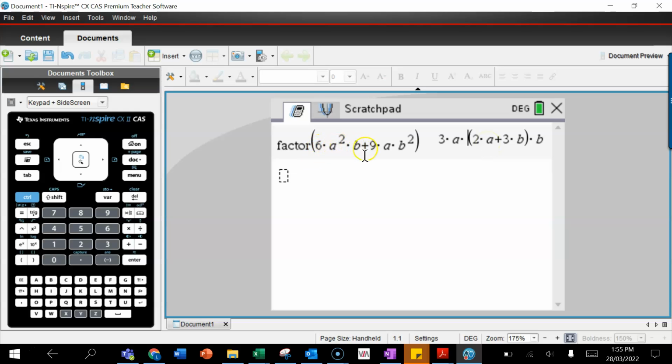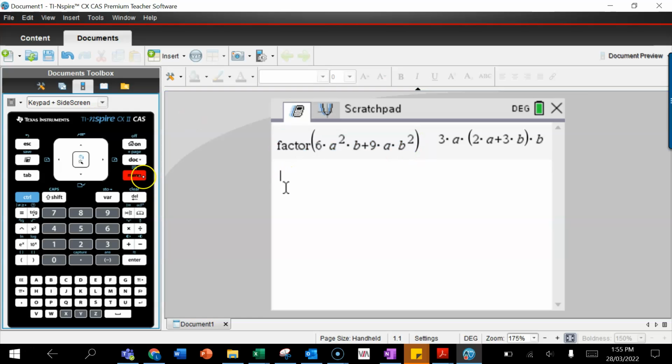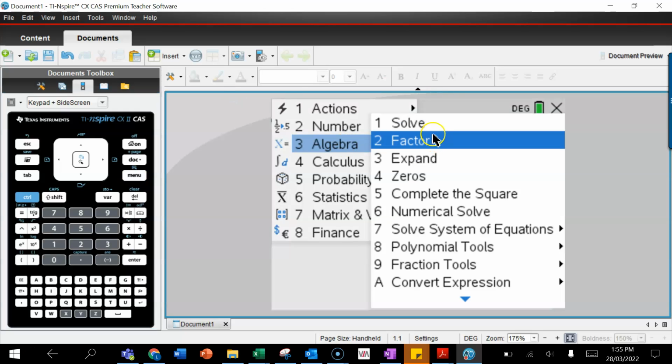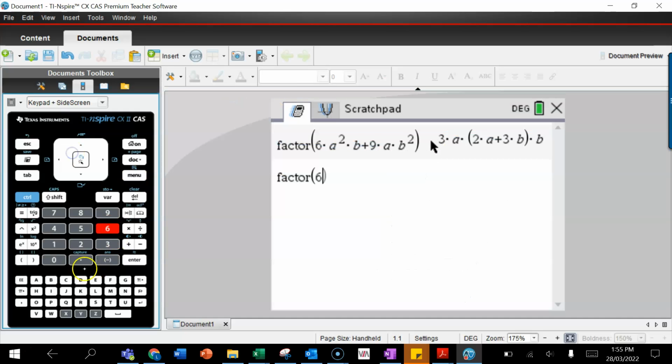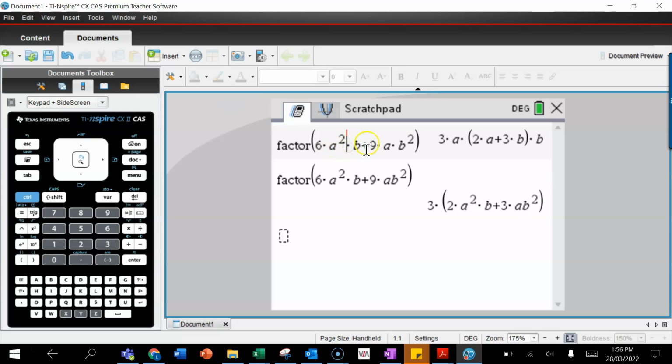Now, these times that I put in between the letters are actually very important, because if I was to do the same thing again without the times, so if I just typed in 6a squared b plus 9ab squared, and pressed enter, see how it wouldn't factorize and I'd still get left with A's and B's inside the bracket? It's not recognizing that the letters are separate, which is why you need to put a times in between each of the letters when you do this. So whenever you have a new letter, you've got to put a times in the middle.